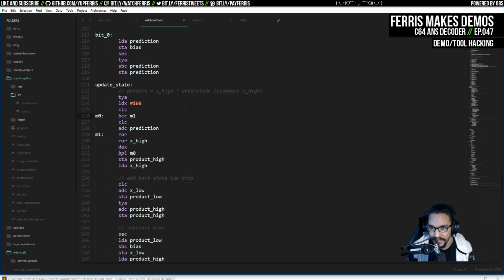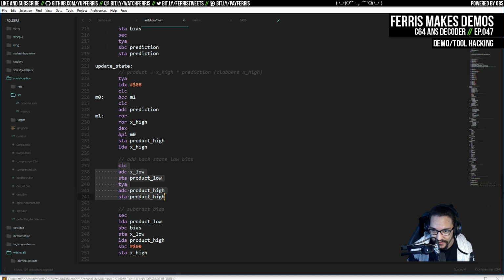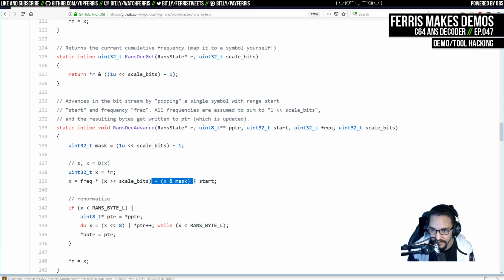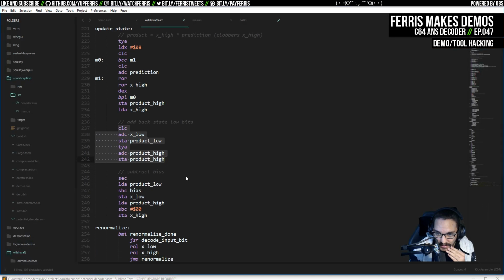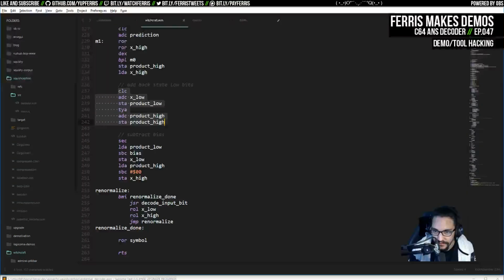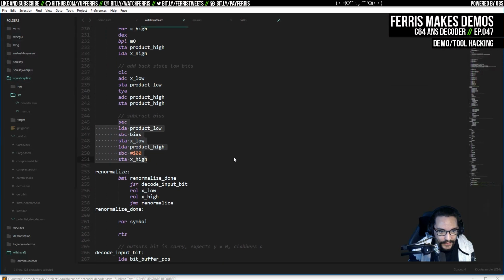And then we get, at the end of this code, this x high value stores the low byte of the results, and the accumulator has the high byte, so we store the high byte in product high. We load the low value, then we add back this initial state bits, so we're doing this as a 16-bit add, and then we subtract this bias value, which is here, and that's all it is, so it's really not much code at all.